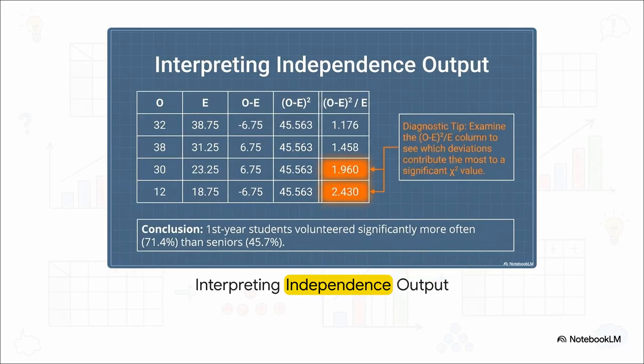Okay, pro tip time. Here is an incredibly useful diagnostic trick. Once you've run the math and found a significant relationship, in our case, finding out first-year students volunteer significantly more often, don't just stop there.